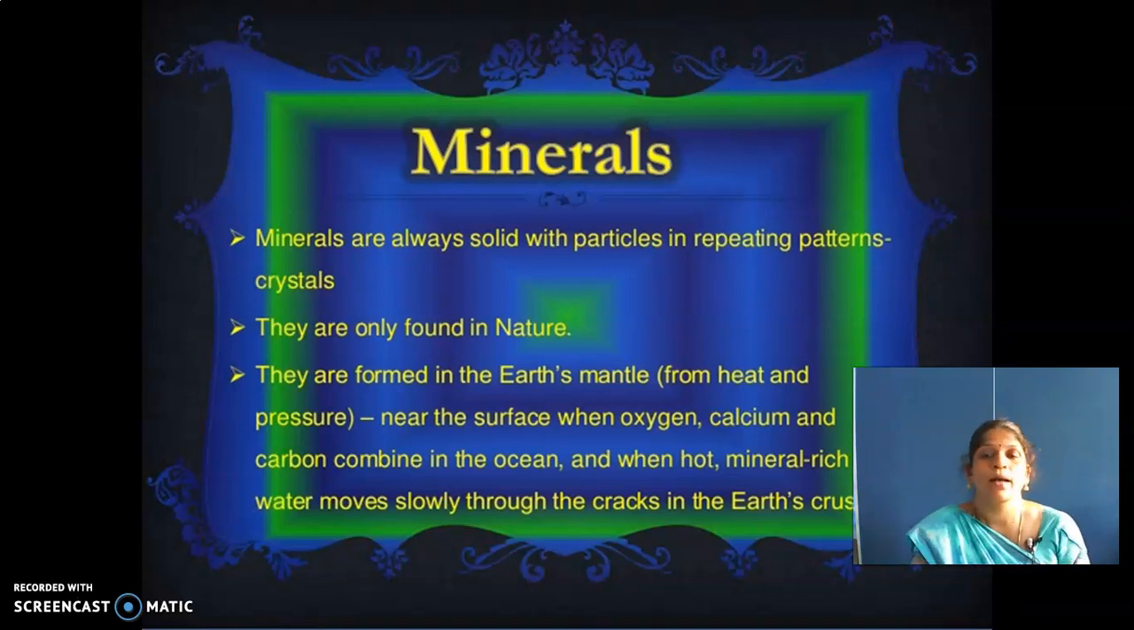What are minerals? Minerals are always solid, with particles in repeating patterns, crystals. They are only found in nature. Minerals are formed in the earth's mantle, the second layer of the earth, due to heat and pressure. Near the surface, they form when oxygen, calcium and carbon combine in the ocean, and when hard, mineral-rich water moves slowly through the cracks in the earth's crust.